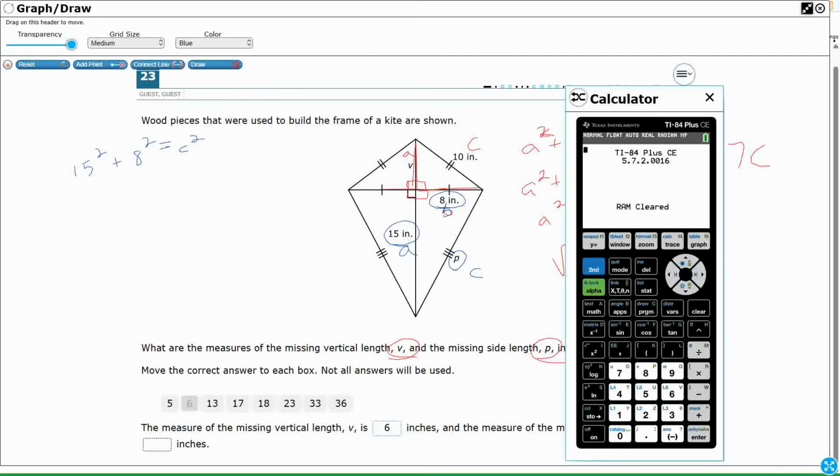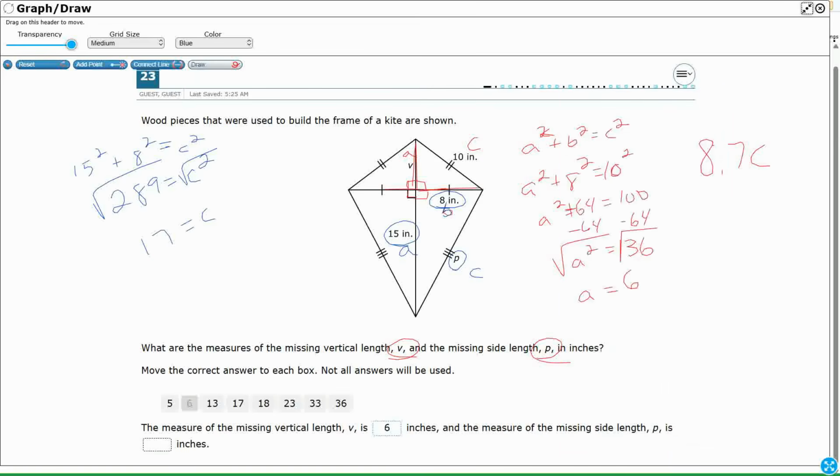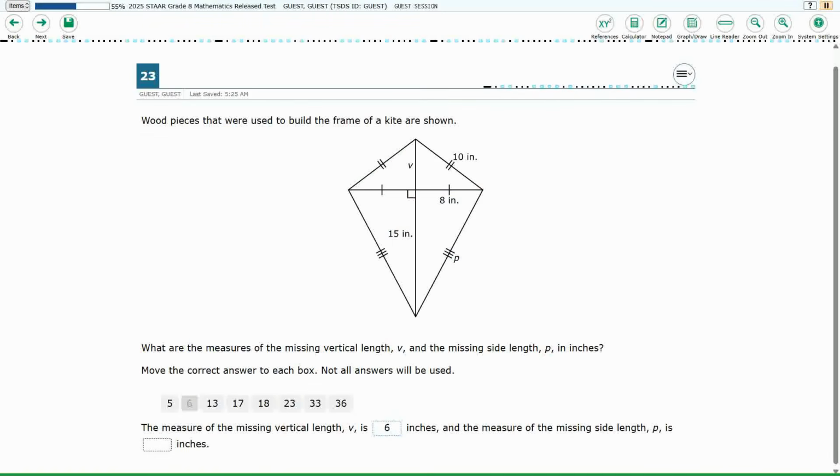15 squared is 225. We'll go ahead and do that just to see it. Right, and then we will plus 8 squared. What are we going to get? All right, so 289. So 289 equals C squared, and then let's take the square root of both. 289, there we go, 17. So 17 is going to be our missing side length V. And there we go. Those are our 2 points, 6 inches and 17 inches.